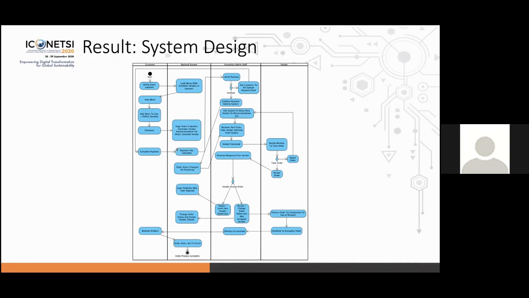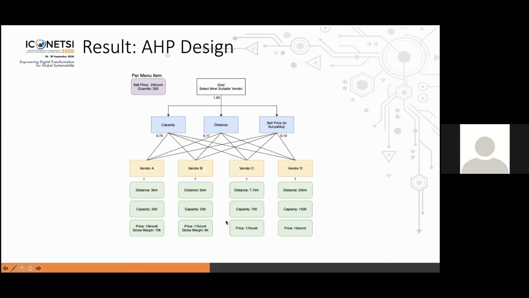It's very short, and the MCDM backend system will actually be involved here. It changes the order status and assigns the chosen vendor after the order has been accepted, that is, after the order has been checked out. So this is our AHP design.